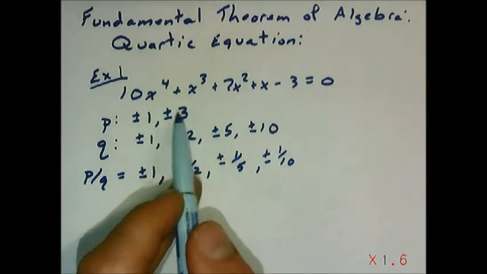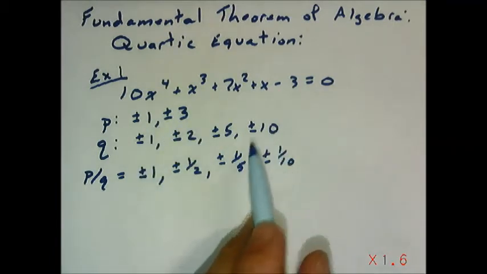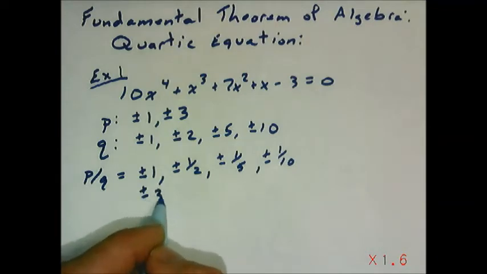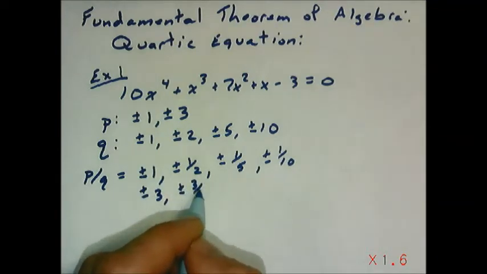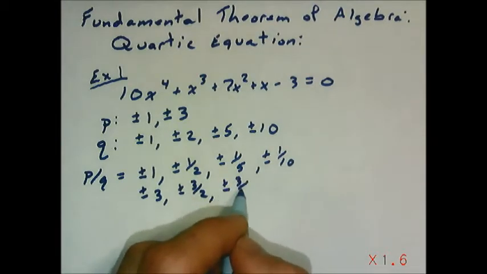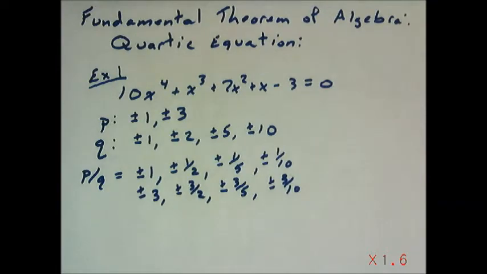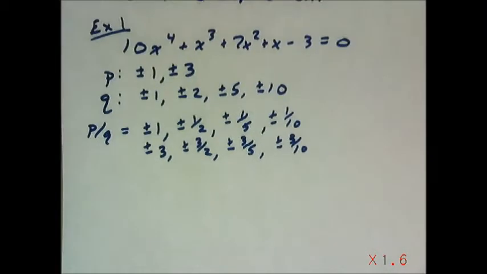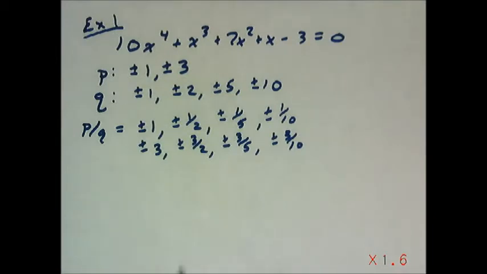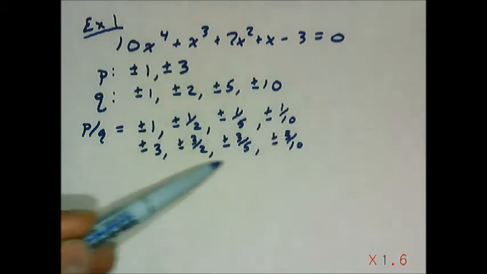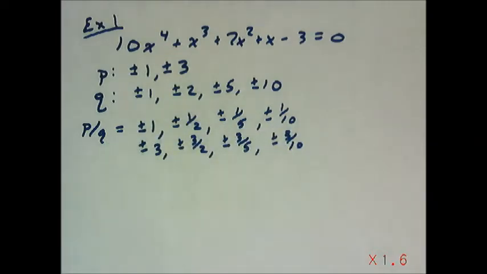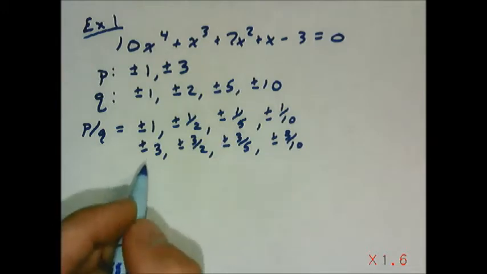Likewise, if I take my 3 and divide it by my q factors, I get plus or minus 3, plus or minus 3/2, plus or minus 3/5, and plus or minus 3/10. Notice how these problems could get quite interesting quite quickly. Notice we only have 2 integer values out of 8 possible different factors. And when you multiply that by your plus or minus, you have twice as many. So let's go ahead and start working on this.